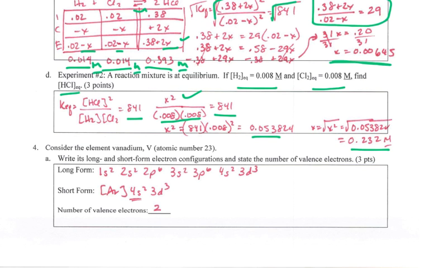Now going on to number 4, the vanadium. Vanadium is element 23. Look on the periodic table, and you can see it's 1s2, 2s2, 2p6, 3s2, 3p6, 4s2, 3d3. Short form, all of the rest is like argon, so argon, 4s2, 3d3, and those are my two valence electrons right there. Anybody in the transition metals has two valence electrons.